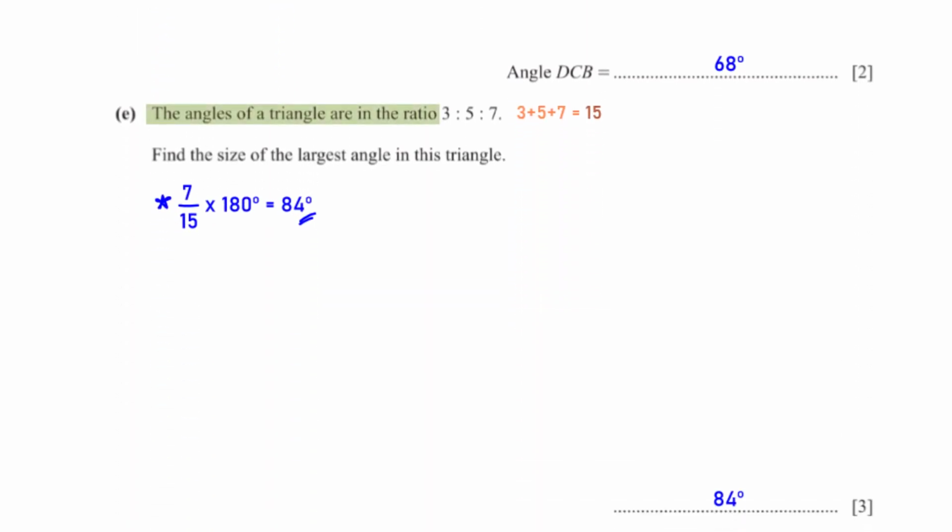The angles of a triangle are in the ratio 3:5:7. Find the size of the largest angle in this triangle. The largest angle in the triangle is equal to the largest ratio share, which is 7, divided by the total ratio, which is 15, times the sum of the angles in the triangle, which is 180 degrees. This gives us 84 degrees.